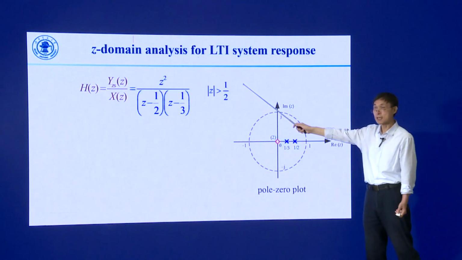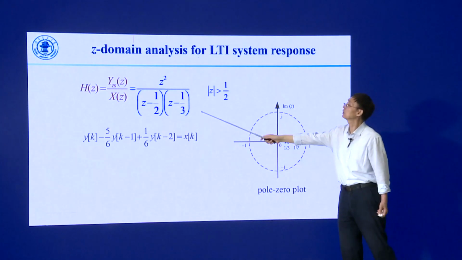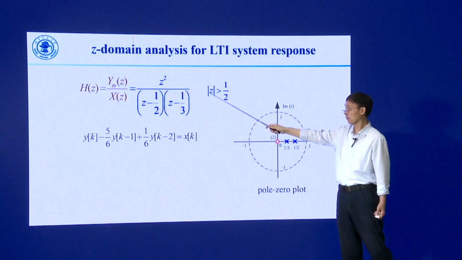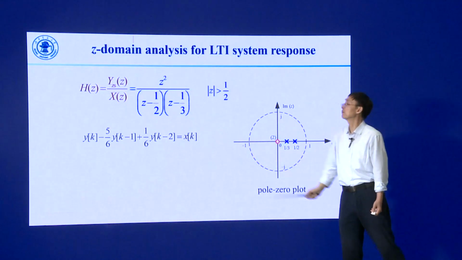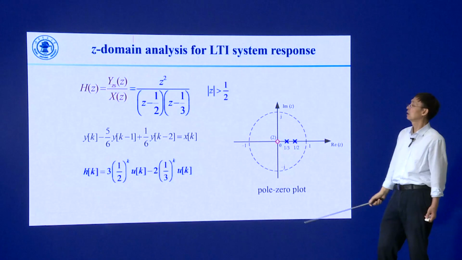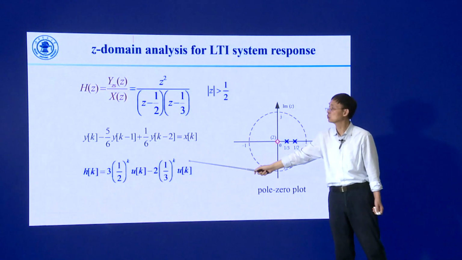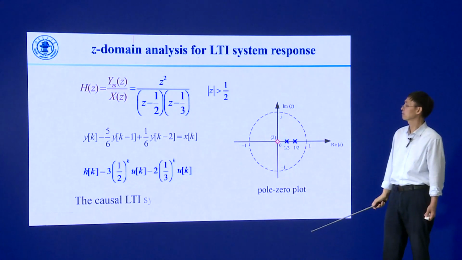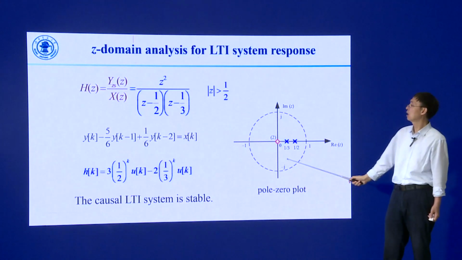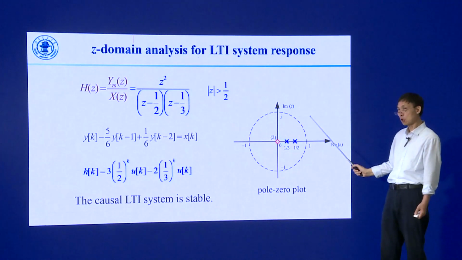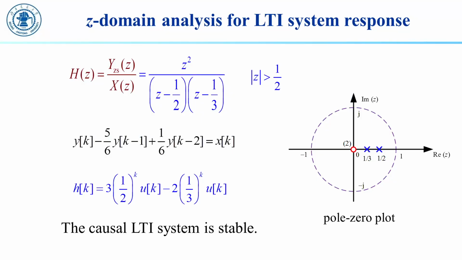There are two zeros and two poles. According to this system transfer function H(z), we can get its difference equation. According to H(z), we can find its impulse response h(k). The causal system is stable because all the poles for the causal LTI system are located inside the unit circle in Z plane.